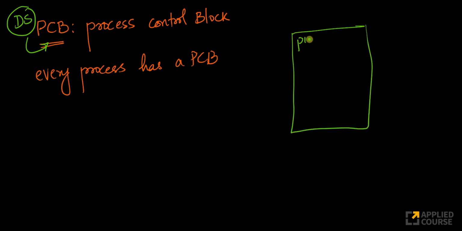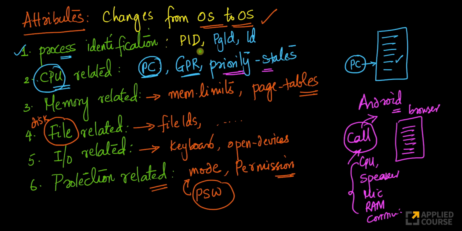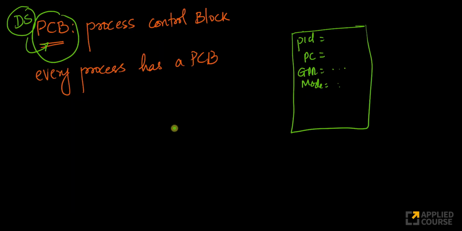It could say, okay, what is my PID? PID equals this. Then it could say what the program counter is now. What are the general purpose registers that I have access to? What is my mode? So think of it as a big table corresponding to each process. Each process has a process control block. The process control block tells us everything about the process, whether it's the process ID or what types of attributes it has corresponding to CPU, memory, file related, IO related, protection related. Literally, it gives you all the information.